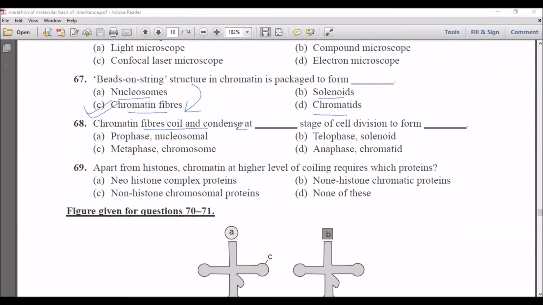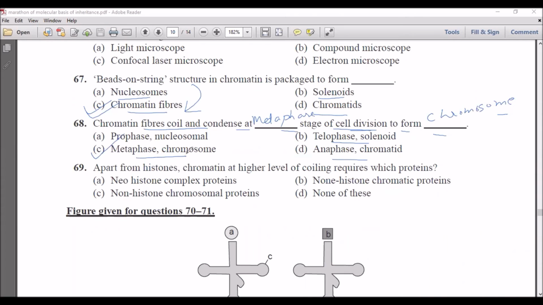Chromatin fiber coils and condense at dash stage of cell division to form dash. First is prophase nucleosomal, second is telophase solenoid, metaphase chromosomal, and last is anaphase chromatid. Now we know that this chromatin fibers coil and condense at metaphase stage of cell division to form chromosome. So C is the correct answer.